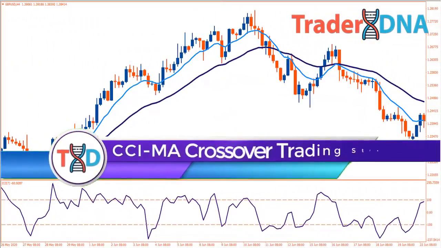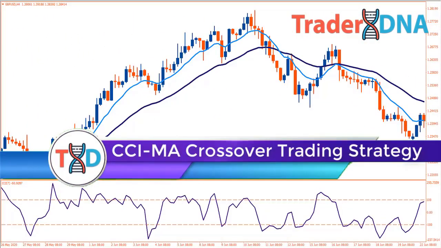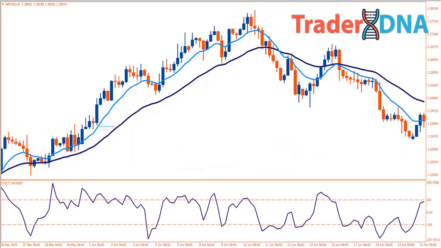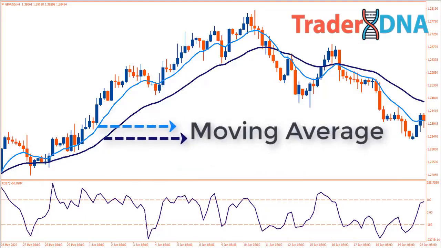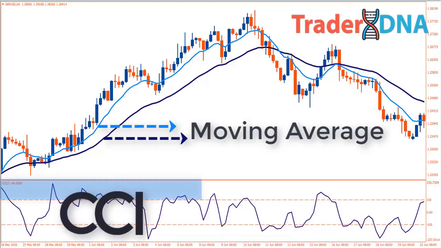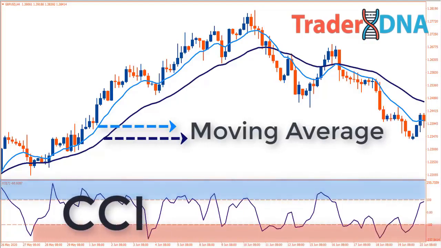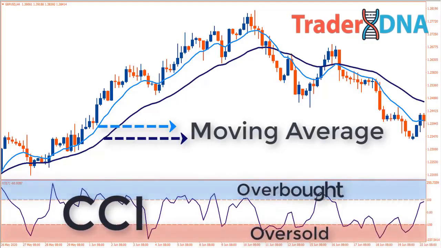CCI moving average crossover trading strategy. The logic for the CCI moving average crossover trading strategy is simple because we are combining both a trend following indicator as well as an oversold overbought indicator. Moving averages can show you the approximate trend and change of trend when the crossover occurs. CCI is an oscillator that shows you whether the market is oversold or overbought.